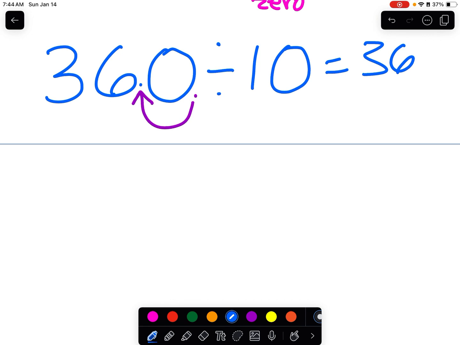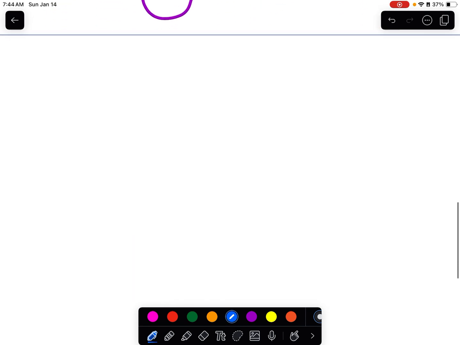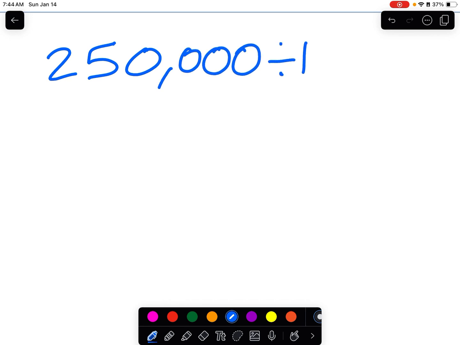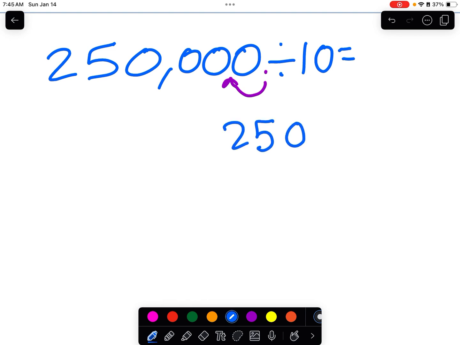What about bigger numbers though, right? You're probably saying, well, what if I have 250,000 and I'm dividing it by 10? Well, the same rule applies. We are going to just put that decimal point in, move it over, and I don't think I have room for the answer over here, so I'm going to write it over here. The answer is going to be 25,000. There's my answer. That's all there is to it.